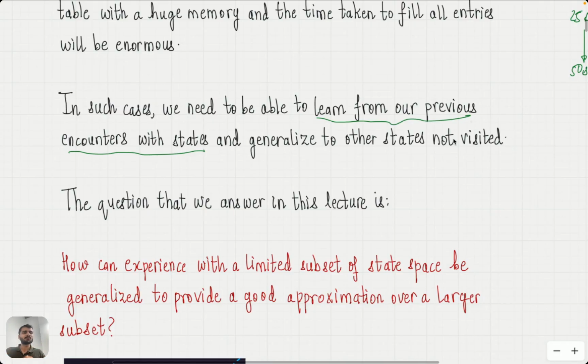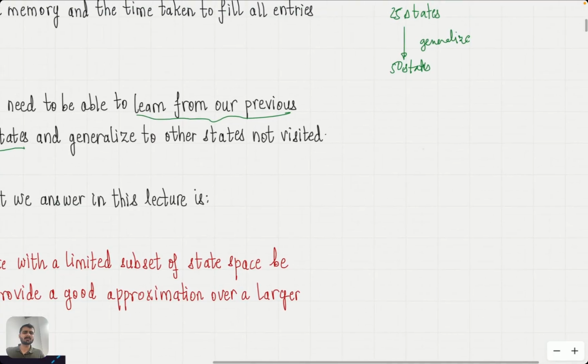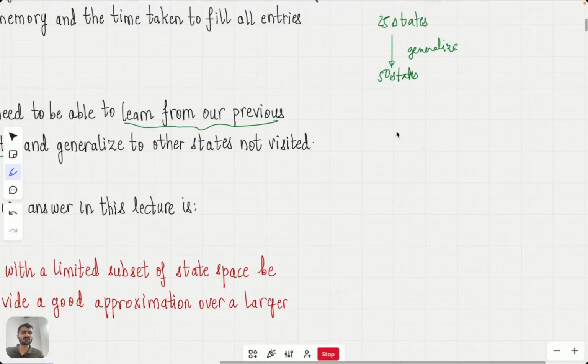What is the first thing which comes to your mind when you hear this word generalization? When some information is given and you're trying to generalize to data which is not available to you, the first thing which comes to mind is, this is familiar. This sounds a bit like regression, doesn't it?